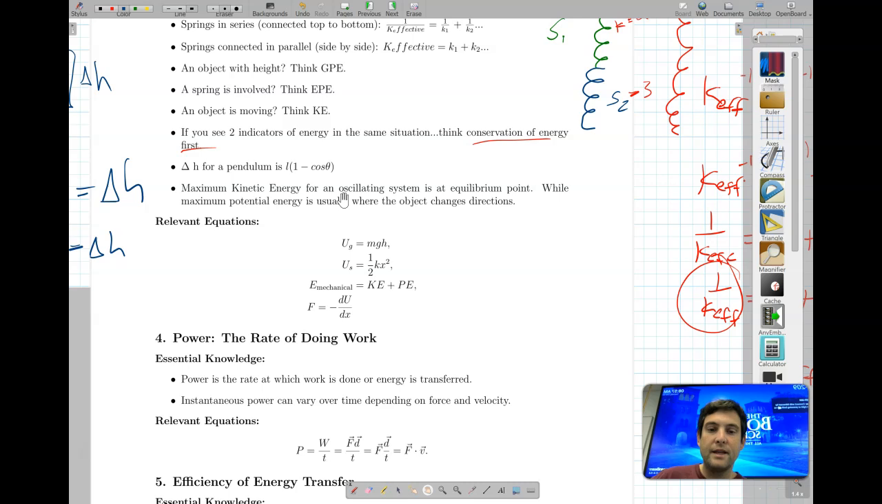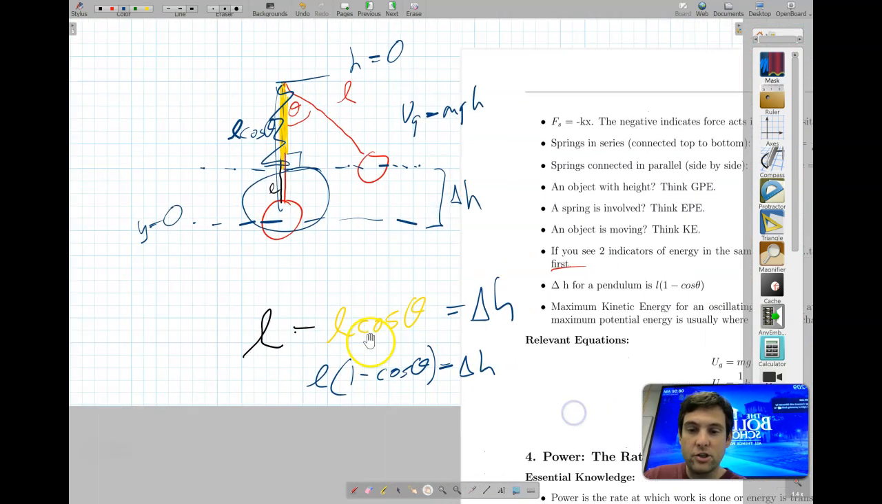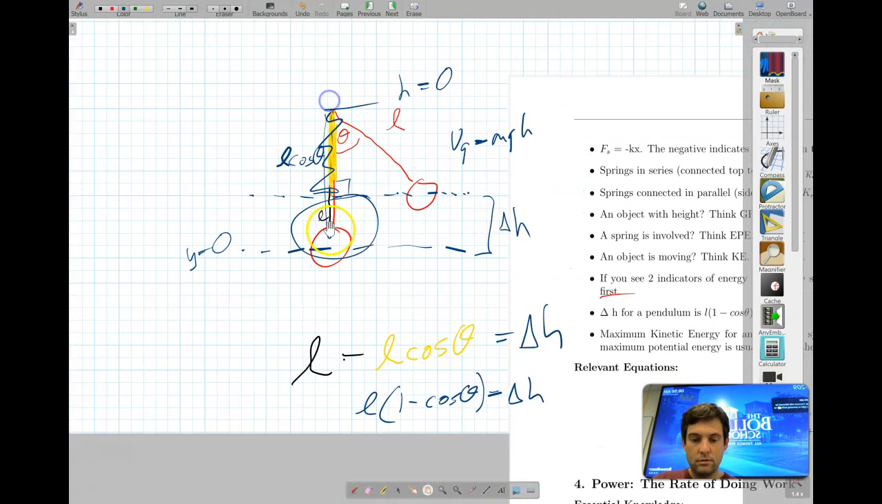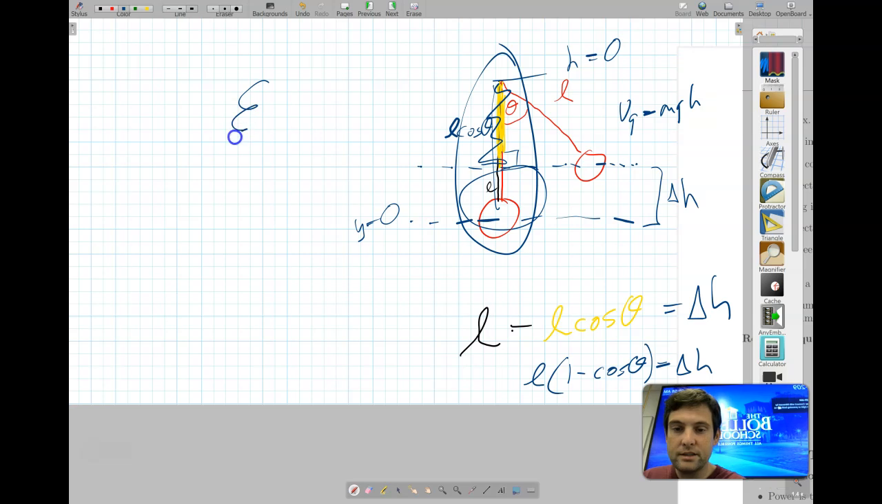Maximum kinetic energy for an oscillating system is at the equilibrium point, while maximum potential energy is found where the object changes direction. Back to our pendulum. If our pendulum is swinging up, this is the part where it changes direction, and then it's going to go back down. The equilibrium point is right here. As it swings through that equilibrium point, it has maximum kinetic energy. Then as it goes up, it's going to have maximum potential energy. Of course, this is true for a mass oscillating on a spring.